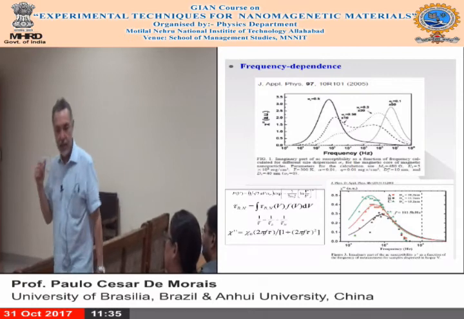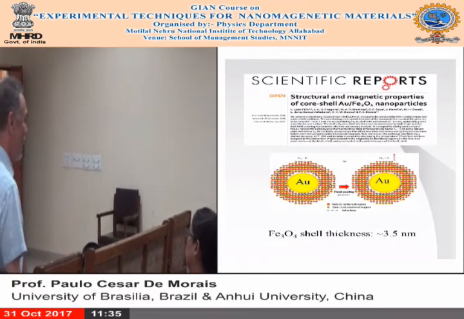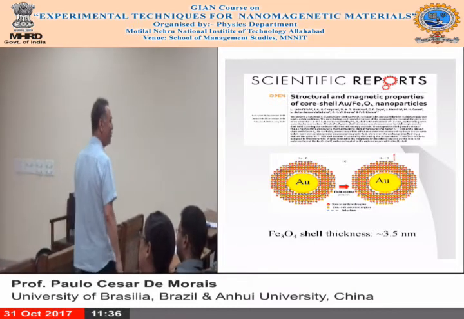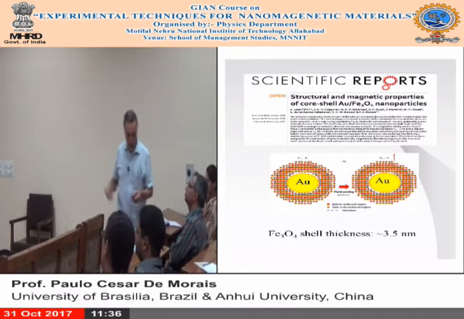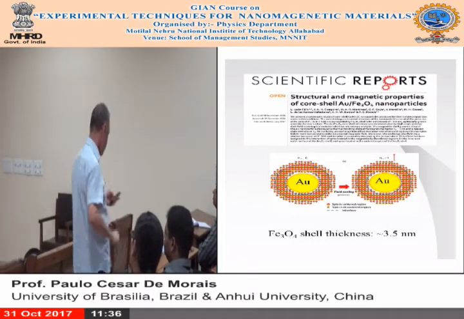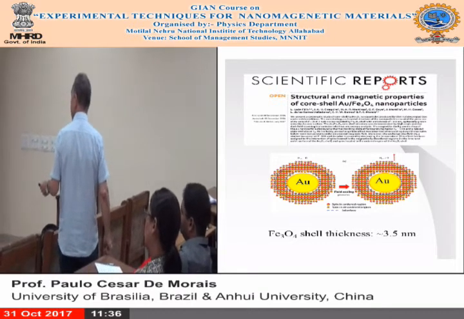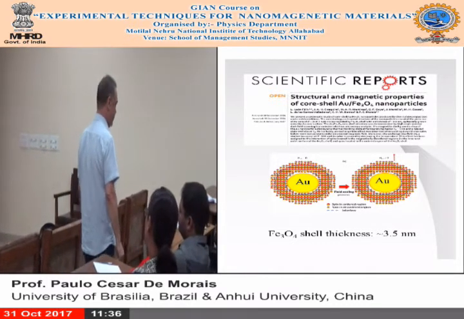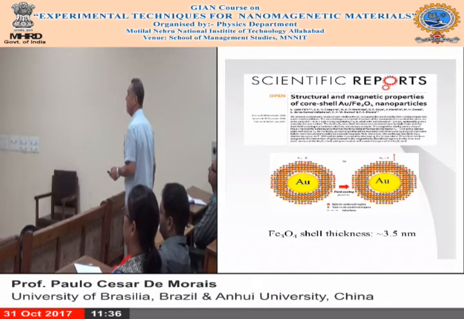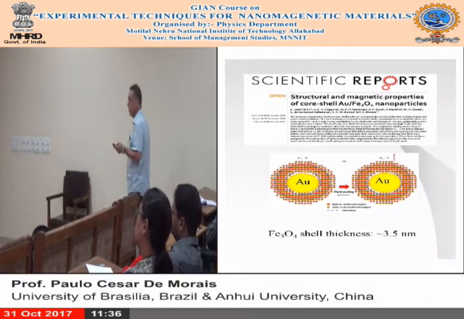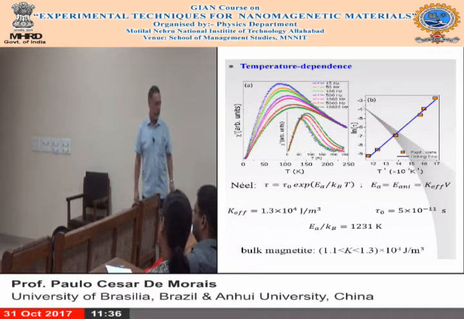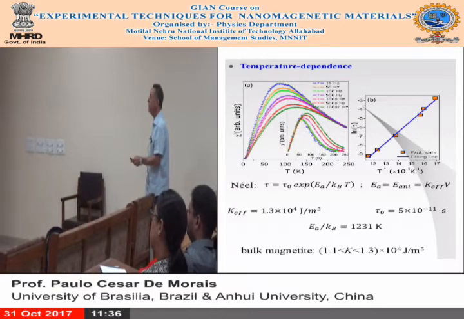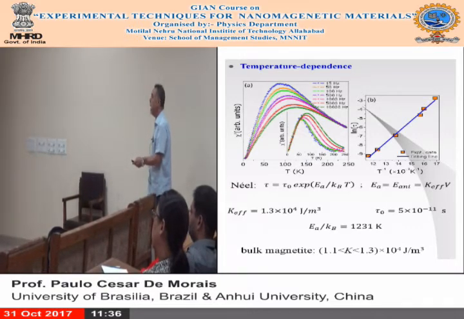Okay. Yesterday I showed you this system. I joked that we made a small core of gold because we're not rich enough. Besides the data I showed you yesterday, we also explored AC susceptibility in this system. Let me show you. Remember, the shell is magnetite. Okay, here is the susceptibility, a measure of susceptibility at different frequencies. We went from 15 hertz to 10 kilohertz. And you can see the peak of the maximum just shifts towards higher temperature.